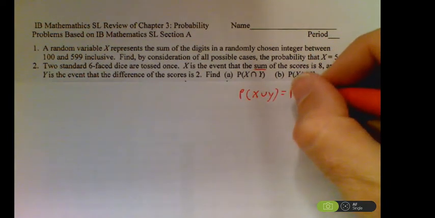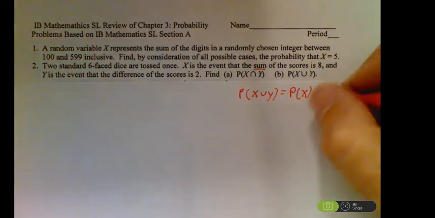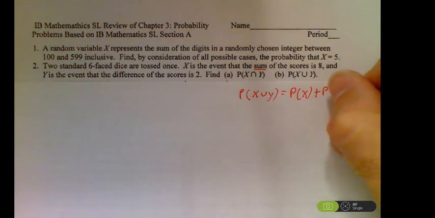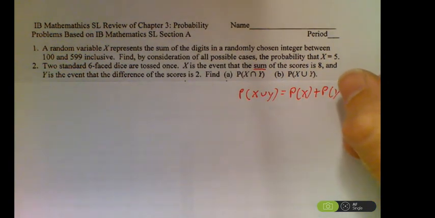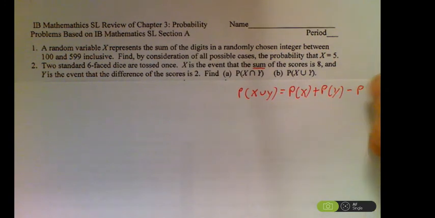So we're going to say probability that we have a sum of 8 or probability that we have a difference of 2, minus any overlap. So we don't want to count the same number twice.